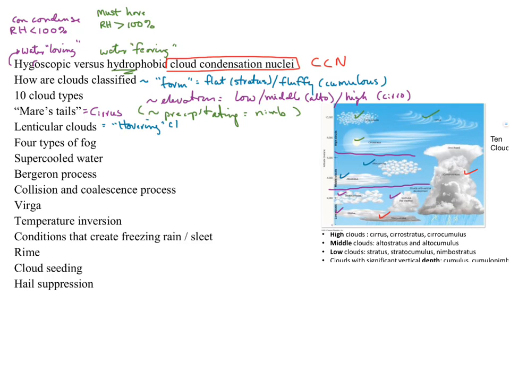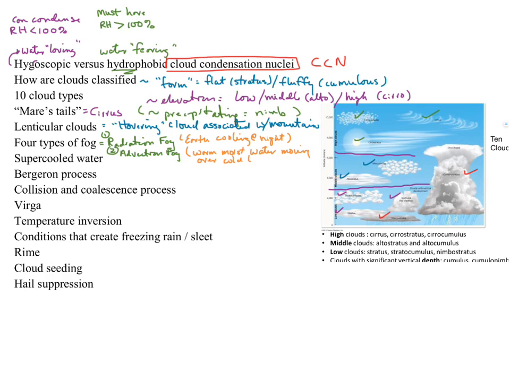Cirrus clouds, when somebody talks about a mare's tail cloud, they're talking about cirrus clouds. Lenticular clouds are the ones associated with mountains, and they look like hoverings. They look like bridges. 4 types of fog. We have radiation fog that occurs in the morning as the earth is cooled down. And by the way, for your test, you might want to know kind of a description of each of these 4 types of fog. Hint, hint.